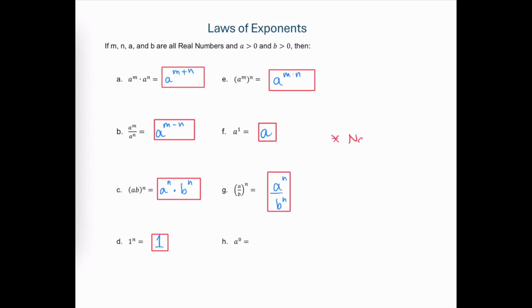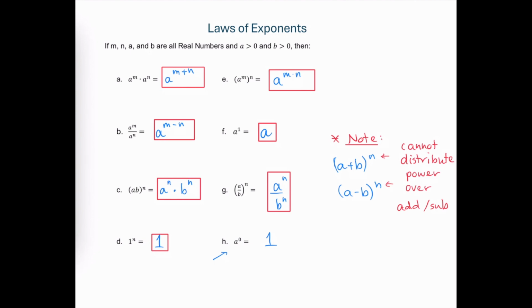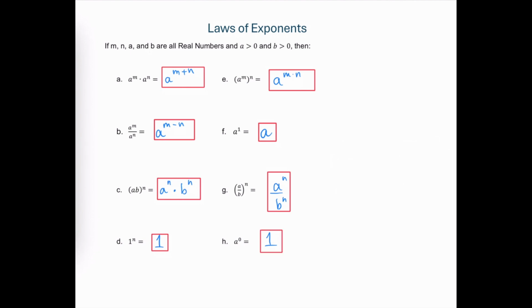But while we're here, let's make a quick note that if we had a plus b raised to the n power or a minus b raised to the n power, these powers cannot be distributed over add or subtract. In part H, we have our last exponential property, which is that any real number raised to the 0 power will always be 1. So that's a quick summary of some of the basic laws of exponents.